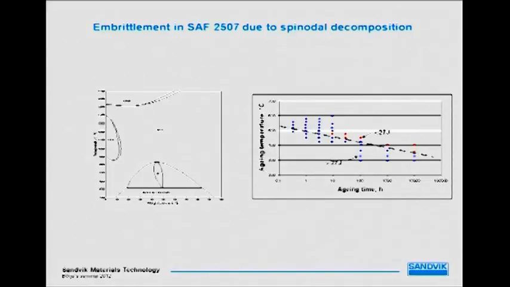This is an example from the iron-chromium system in which we have a miscibility gap here. The ferrite is unstable and dissociates into iron-rich and chromium-rich ferritic regions. And this leads to so-called 475-degree embrittlement.